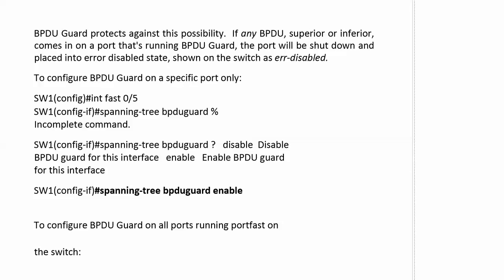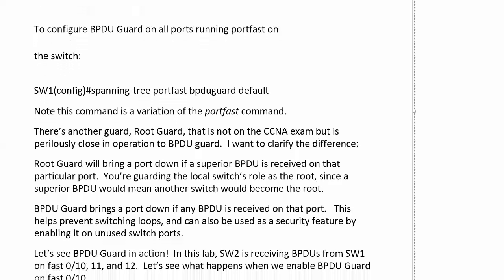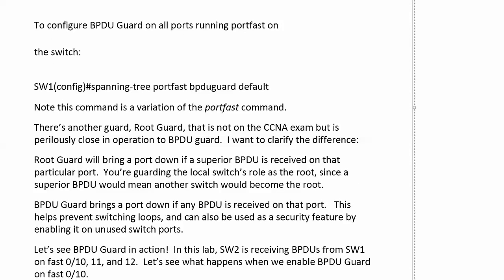Now, you can configure BPDU guard globally. Usually when you use it though, you're going to configure it on a per interface basis. And you do that with the spanning-tree bpduguard enable command. We'll see this all live on the switches in a moment. But if you wanted to enable it globally, you actually use the spanning-tree portfast bpduguard default command. It's actually a variation of the portfast command.